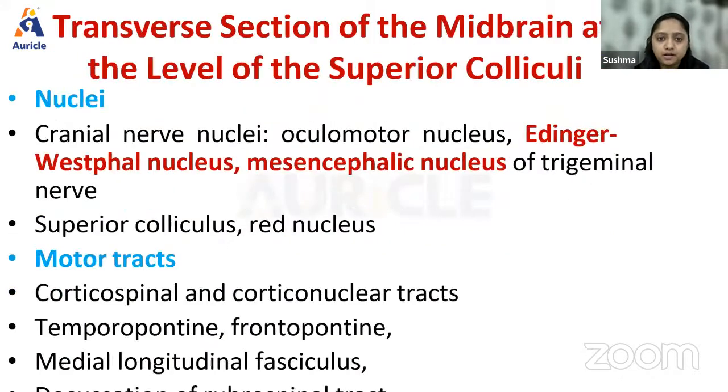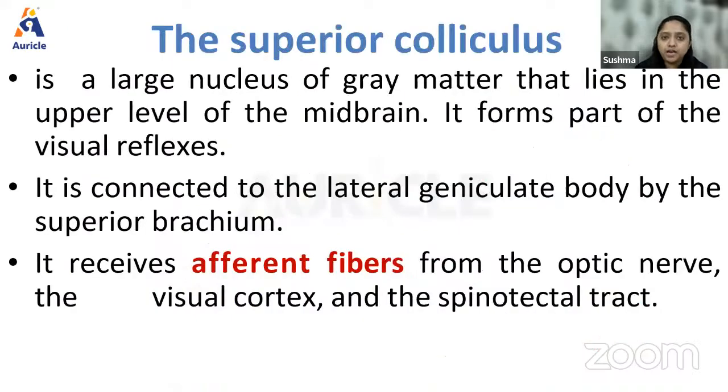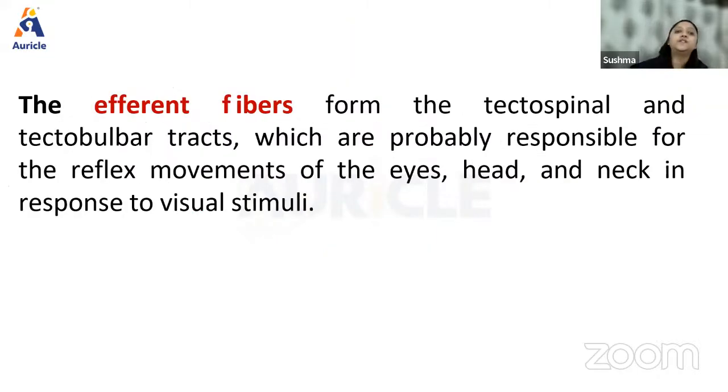Of course not. Whenever somebody asks you about the superior colliculus, you have to tell them it is near to all the structures that are responsible for vision. Obviously, it helps in visual reflexes. What is it connected to? It is connected to the LGB by the superior brachium. It receives its afferents from the optic nerve, visual cortex, and the spinotectal tract, and gives its efferent fibers, and it forms the tectospinal and the tectobulbar tracts.